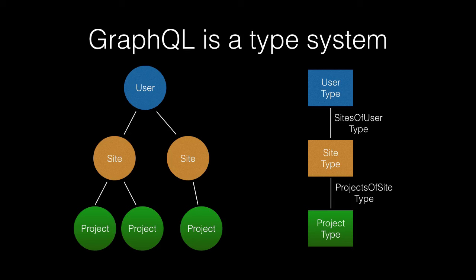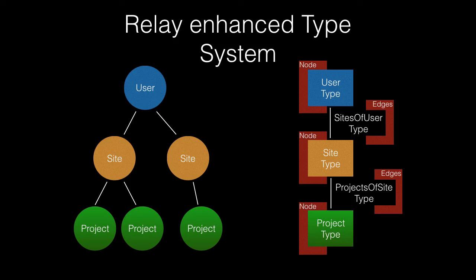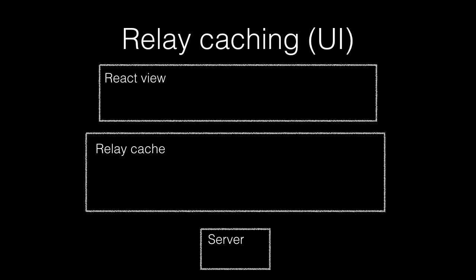If you want to implement a Relay server, then you have further constraints, because each one of these types has to adhere to a specific interface. Specifically, these types have to be a node interface, and the connections have to express the edges interface. And this allows Relay to do caching, for example, because the node interface is what allows Relay to have unique IDs on the objects, and then edges are what allows, for example, pagination, because Relay gives you pagination for free.